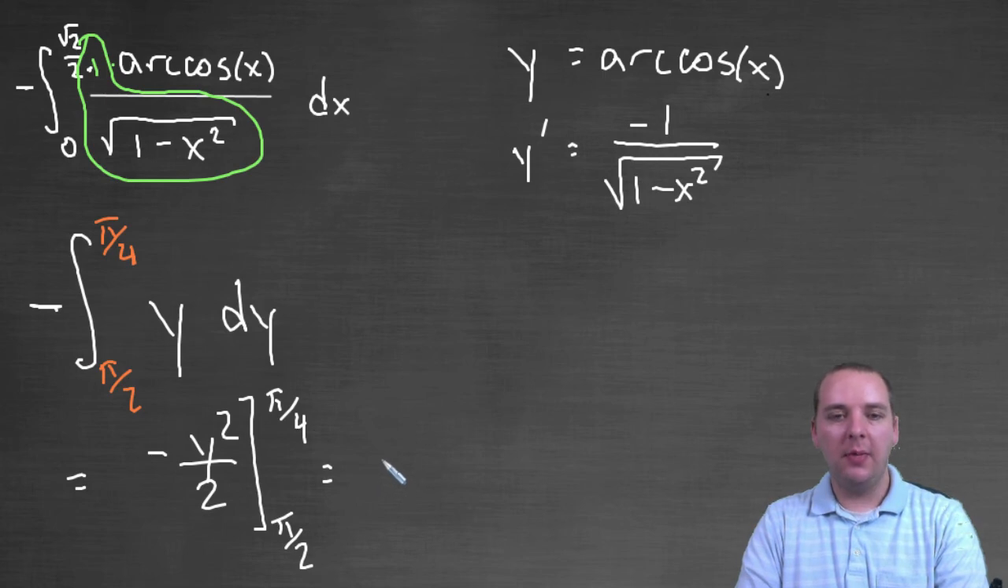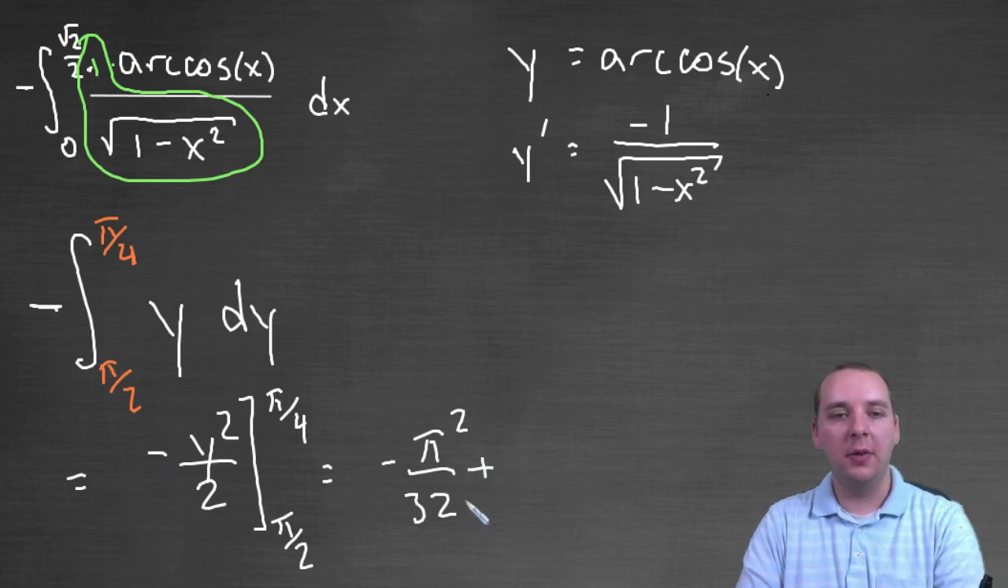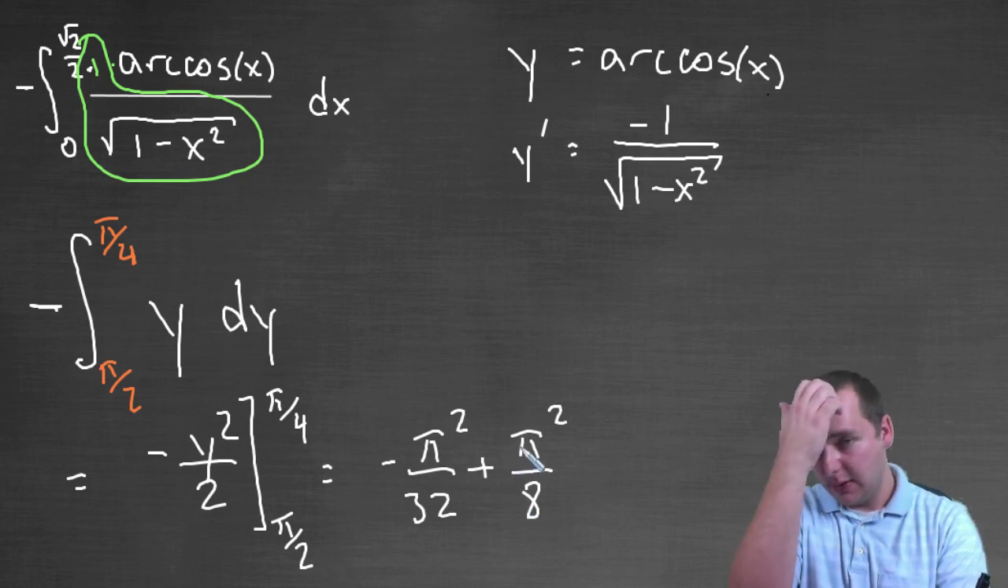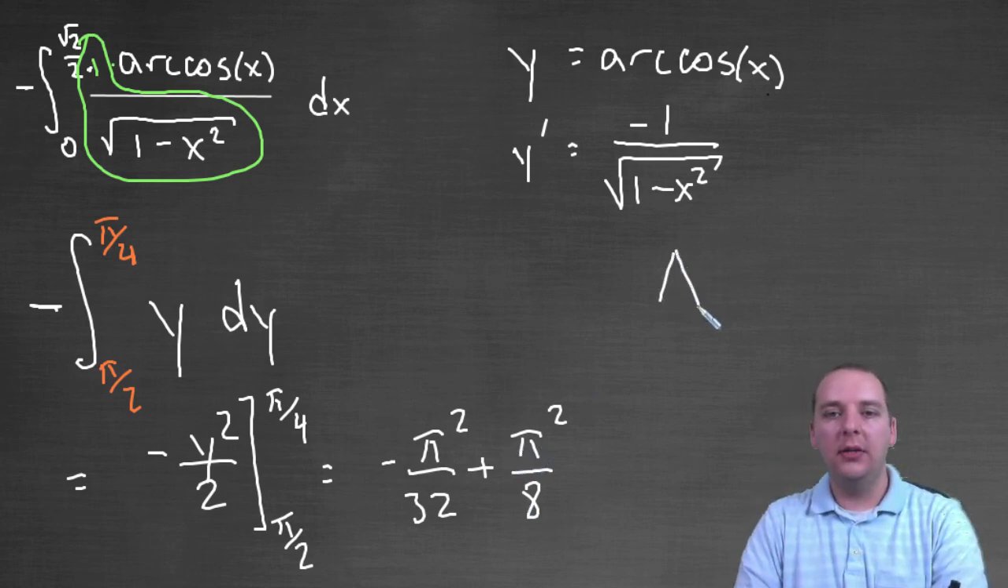So we would have, I'm going to do a little mental math in my head just to simplify this a little bit. Plug in pi over 4, you would get, let's see, negative pi squared over 32, and I did skip a few steps there, so just be careful with your algebra. And then you'd have minus a negative, which makes a plus. You get pi squared over 8.